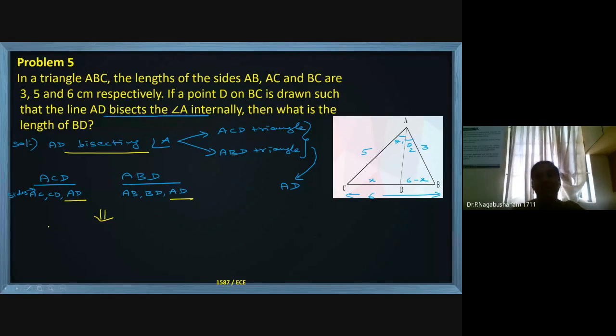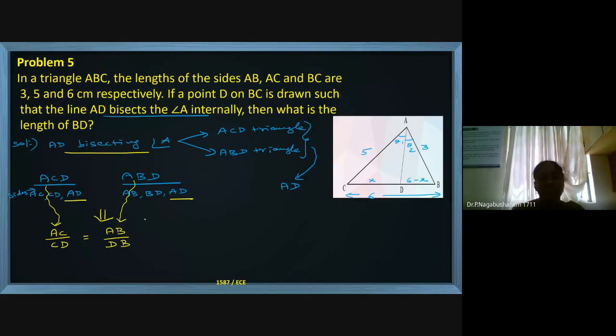We will have a congruency, which means AC by CD is equal to AB by DB. You see the two triangles. The ratio of AC by CD in the first triangle, I am writing this ratio. In the second triangle, this ratio will be proportionate, because angle A is divided equally. Bisecting means angle A is divided equally.